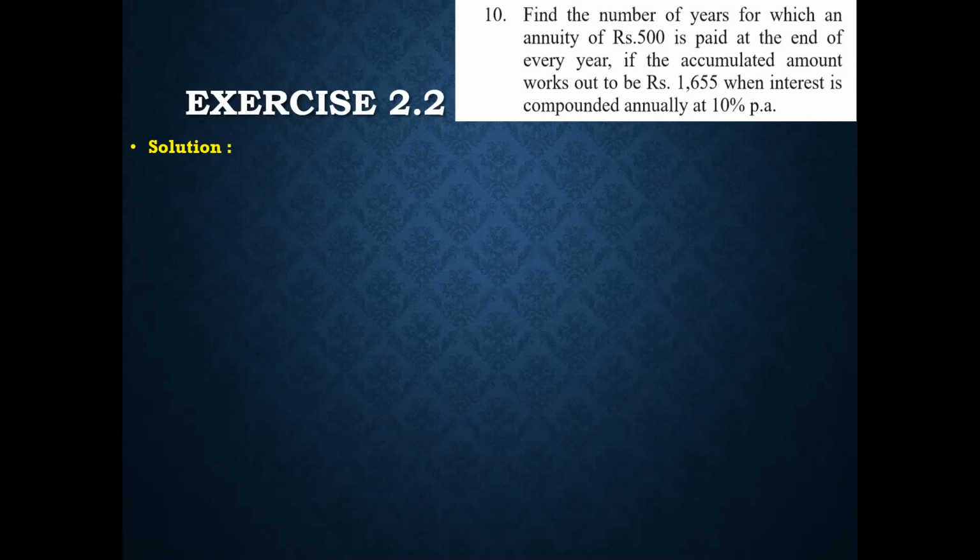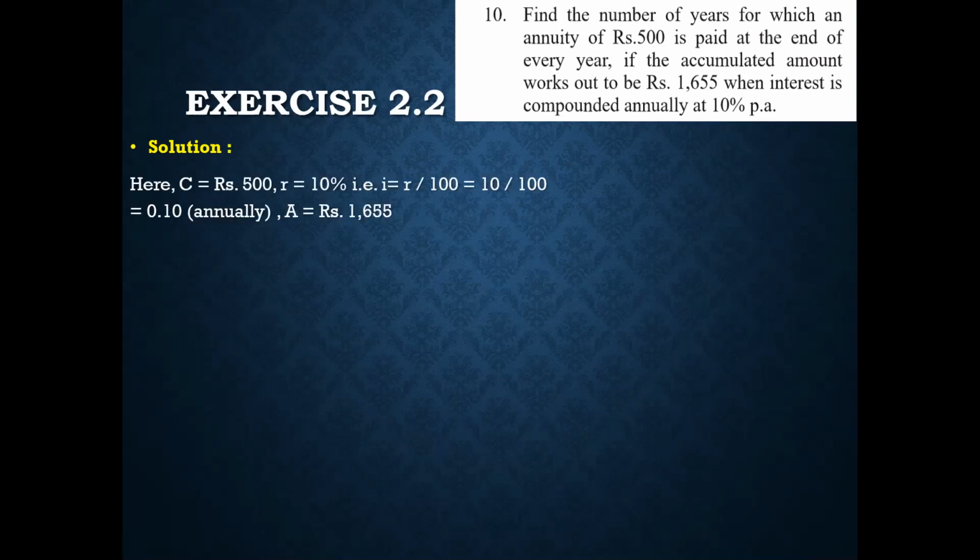So can you all tell me how I identified it? Correct, by seeing the word end over here. So end, future, all these words represent that the annuity is immediate. Again, the sum is annual, so I have no problem while converting into i and R. Here C is given to be 500, because every year is connected with rupees 500. Rate of interest is 10%, so i will be 10 by 100, 0.10. Accumulated amount is 1655. You have to find the number of years n.